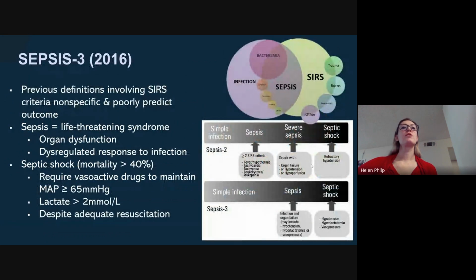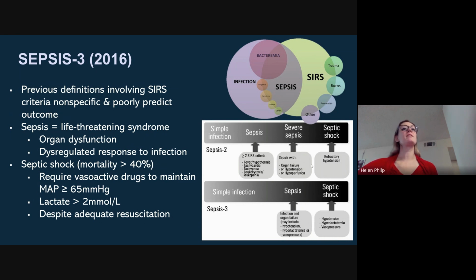And so just in terms of the Sepsis-3 definition that's used in people, in 2016 they moved to this new definition where sepsis is a life-threatening syndrome characterized by organ dysfunction and really caused by the host's dysregulated response to infection. And certainly septic shock is a sort of subcategory of that with a pretty high mortality rate. And in veterinary medicine, we use the SIRS criteria, so a little bit analogous to the Sepsis-2 definition. So for dogs, at least 2 of 4 SIRS criteria.